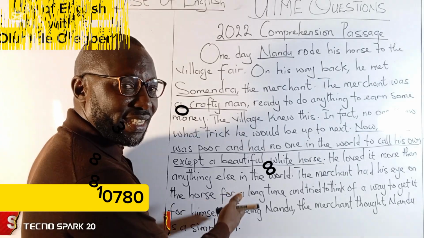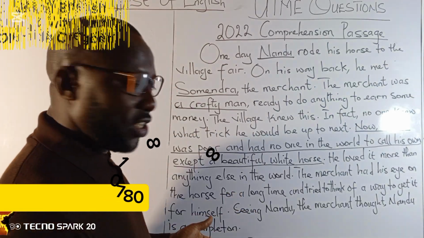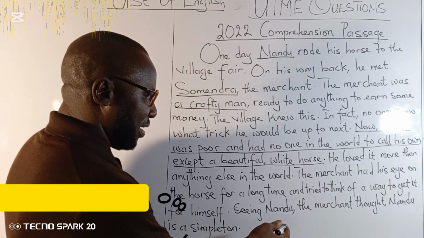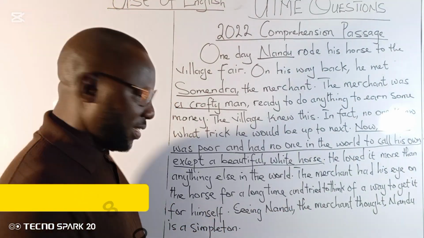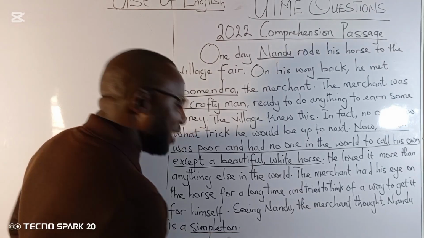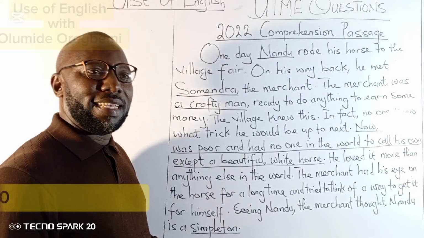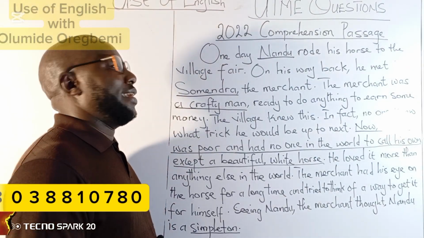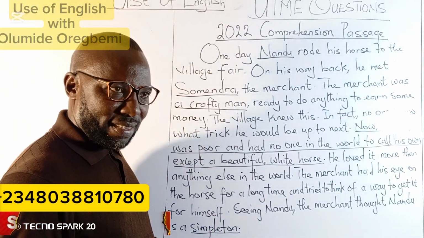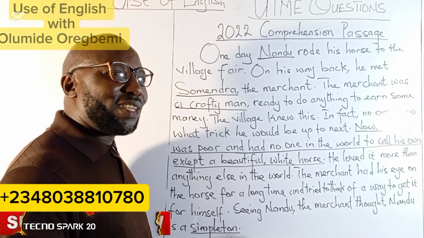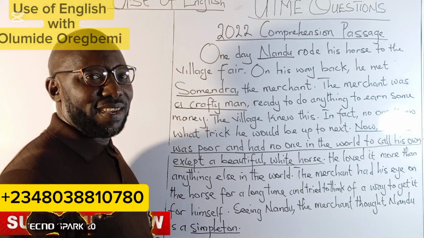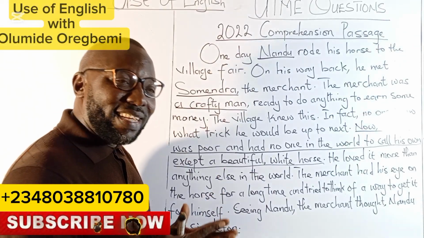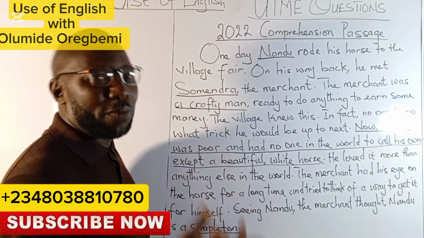Because when you get to the tail end of the passage, you would see that when Samendra saw Nandu, he thought Nandu was a simpleton. Now, another thing is, who is a simpleton? We can describe such a person as a soft-minded person, but such a soft-minded person lacks common sense. Okay, a soft-minded person who lacks common sense. So when you're a simpleton, you are an easygoing person, but you don't have common sense.